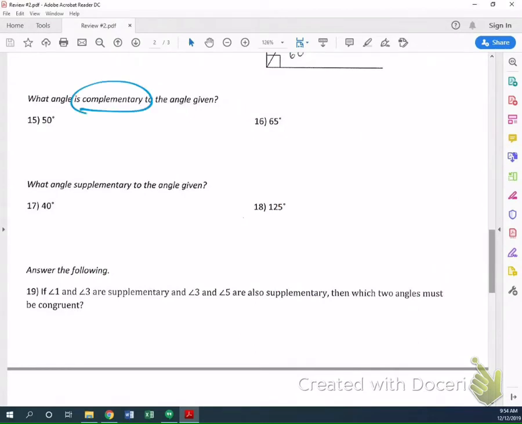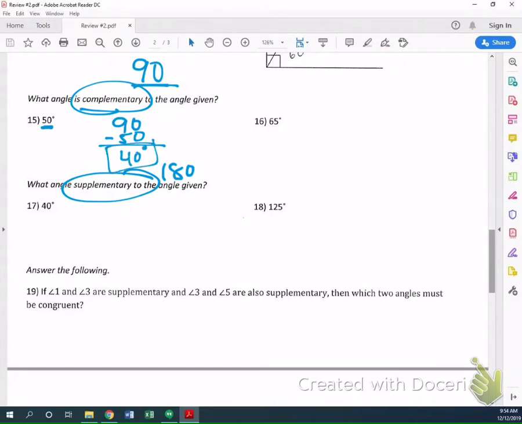Yeah, complementary means they add to 90. Supplementary means they add to 180. So if I want to find the angle that adds with 50 to make 90, I just do 90 minus 50, and what do I get? 40. Good. Same thing over here. I'm going to do 90 minus 65, and I get what? 25. Perfect.